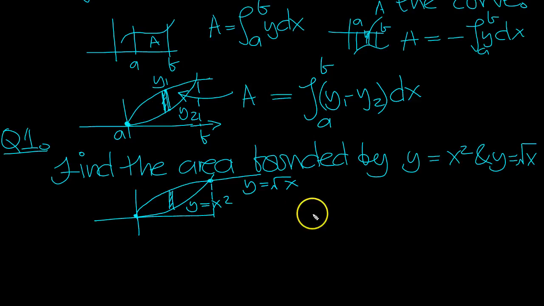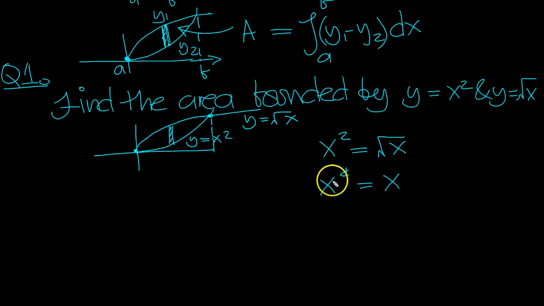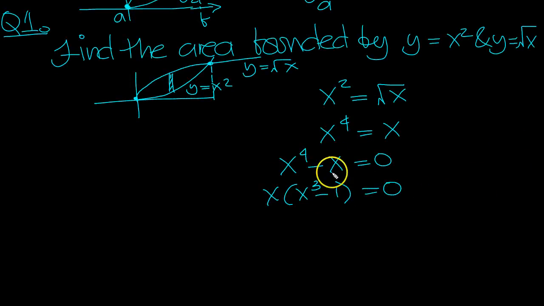So basically we need to solve the equation: when do the y values become the same? When does x squared equal square root x? Square both sides, x to the 4 is equal to x. And then move the x over, x to the 4 minus x equals 0. There's an x common. Take x outside the bracket, and we get this equation when we've factorized it.